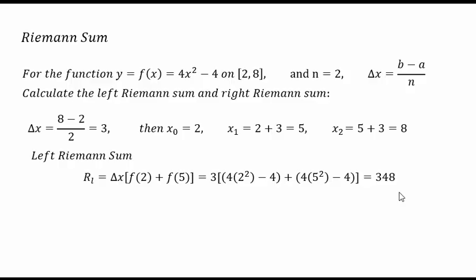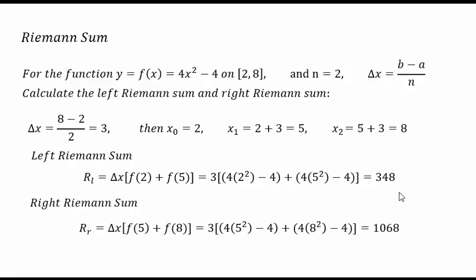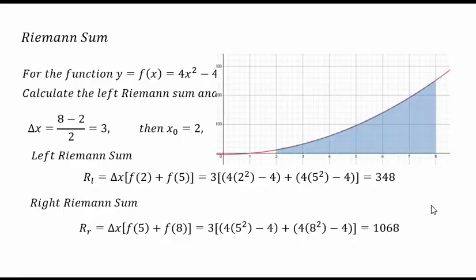And the right Riemann sum now starts from x1, which is 5, and 8. And then we got this one. And you can see the graph here. And the points are like this. We are going from 2 to 8, and then every 3 units going. So 2, 5, and 8.